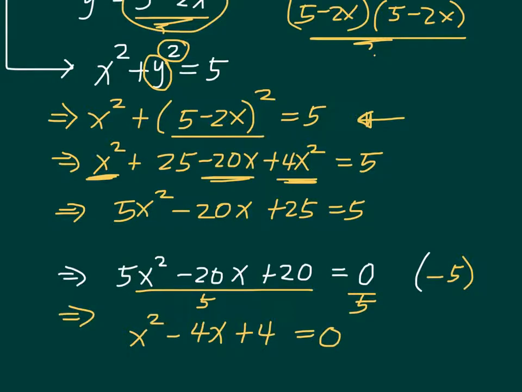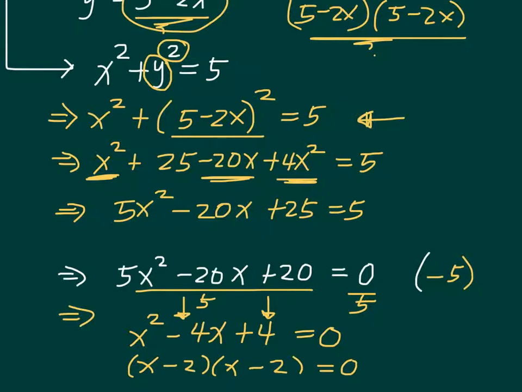And then what we can do is factor x squared minus 4x plus 4, and this will become (x and 2) and (x and 2). So this should be negative and negative to get a positive 4, but we also need to consider negative 4x, so they have to be negative, and then equal to 0.